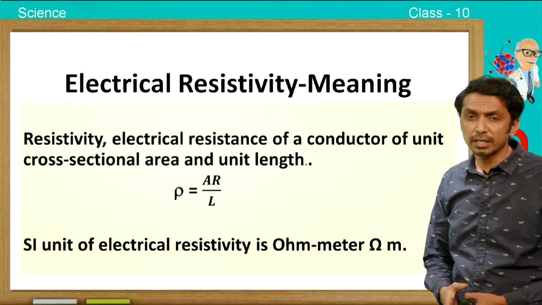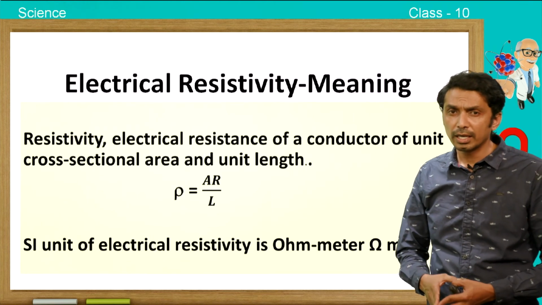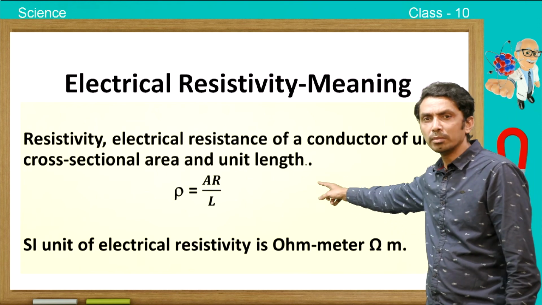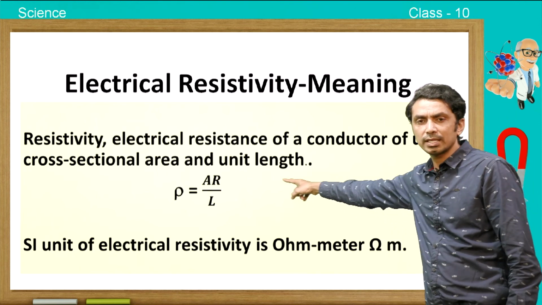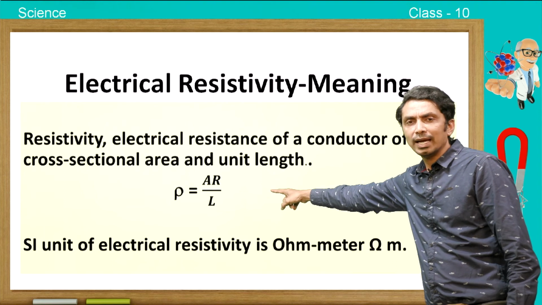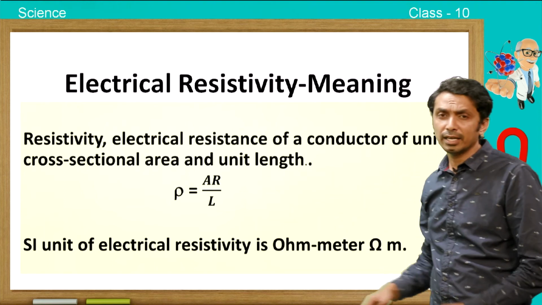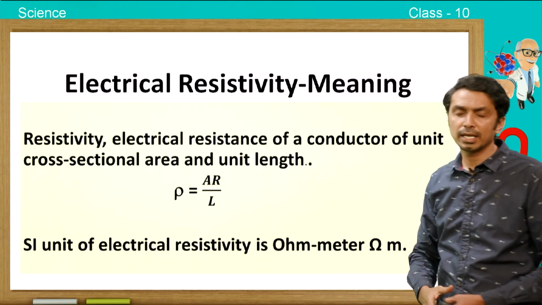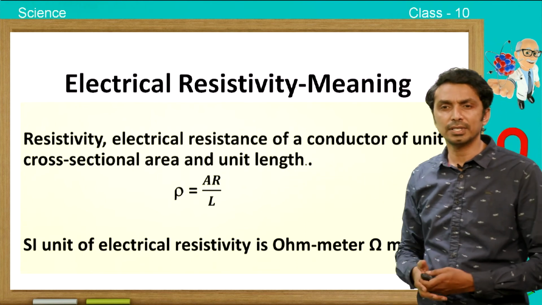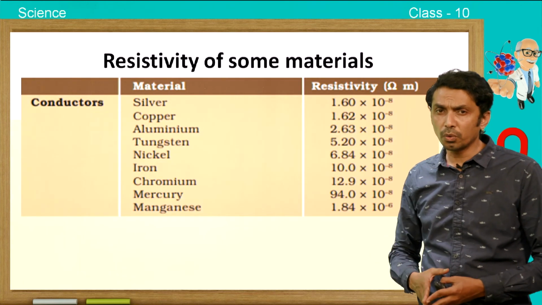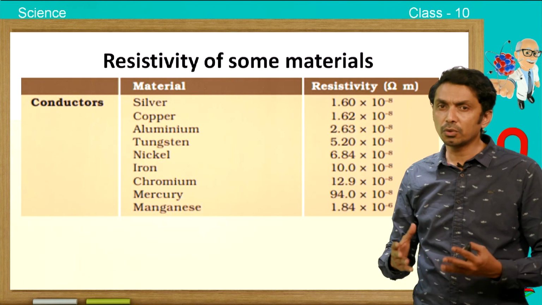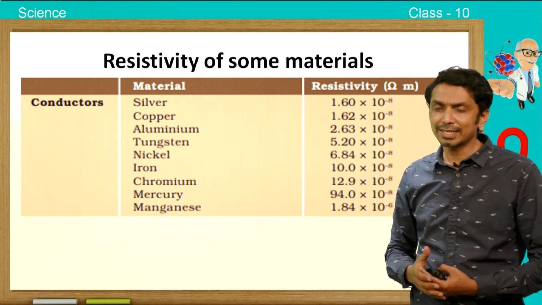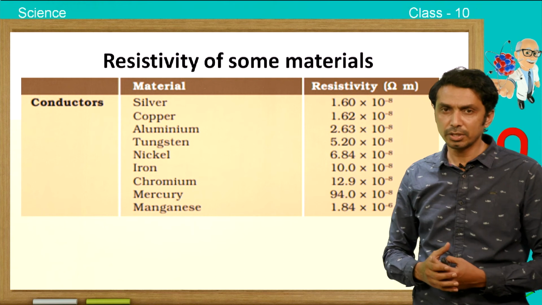And what is the SI unit of electrical resistivity? It is ohm meter. As you can see, resistance, the unit is ohm, and area and length are measured in meters. So we get the unit ohm meter as the SI unit of electrical resistivity. I just told you that by making note of the electrical resistivity of any two conductors, we can take a decision which is a better conductor among these two.